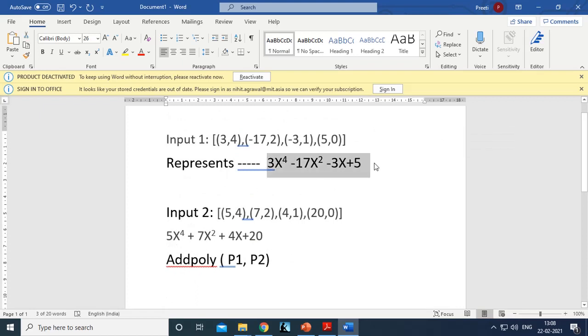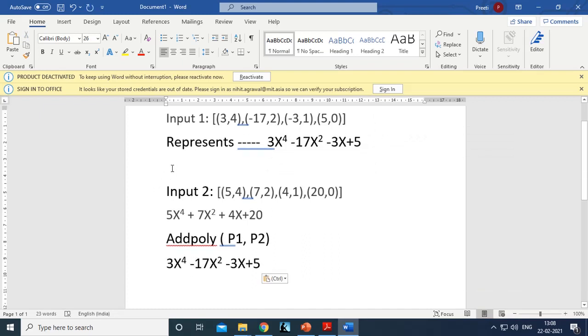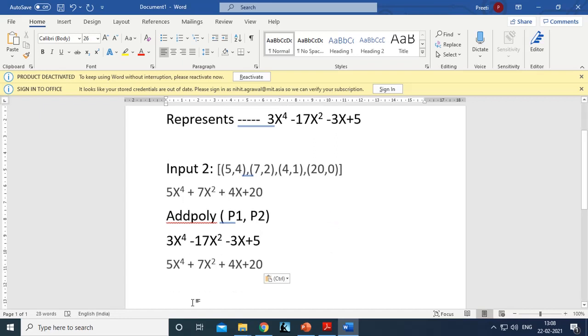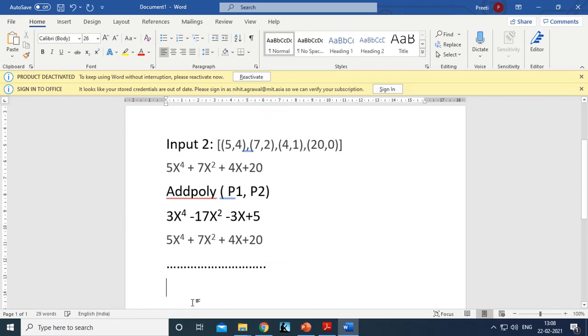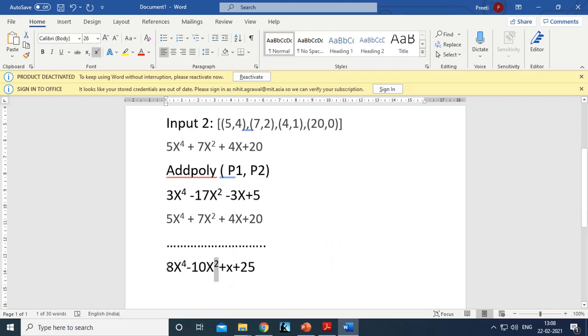Suppose I want to add this with this, so my answer should be 8x to the power 4 minus 10x square, plus x plus 25. So my input should look like this. I'm just explaining how it should look, what it actually means.